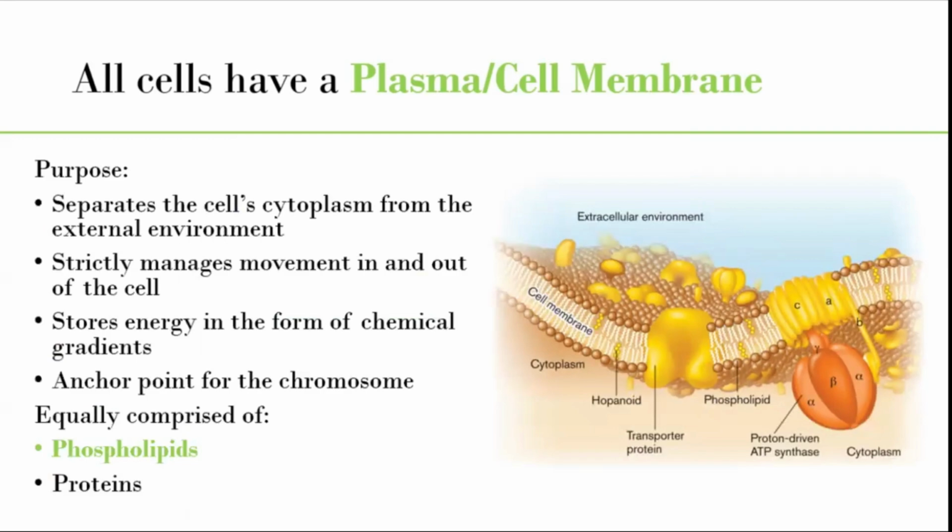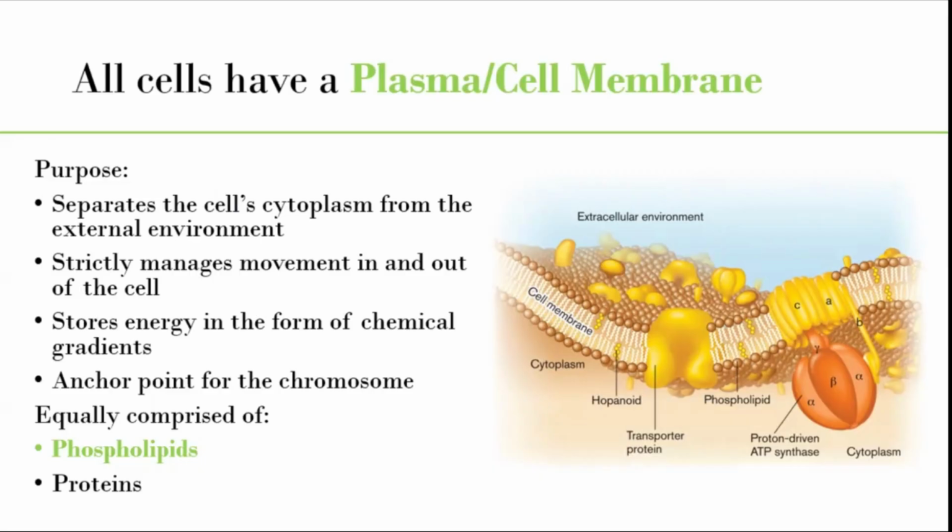So the purpose of the cell membrane is to separate the cell from the external environment, to protect the internal structures. It strictly manages movement in and out of the cell. That was that selectively permeable term that we heard. And then it also can store energy. We're going to talk about this more next class. But what it can do is move a bunch of ions to one side of the membrane and use that storage like a battery. And then it can open the floodgates, let that charge difference flow through and make electricity and use that to power the cell. Then it's also an anchor point for the chromosome.